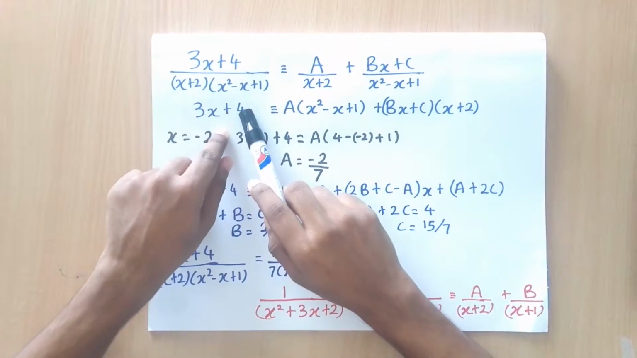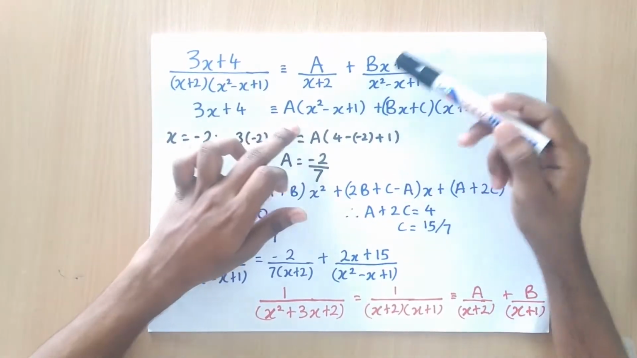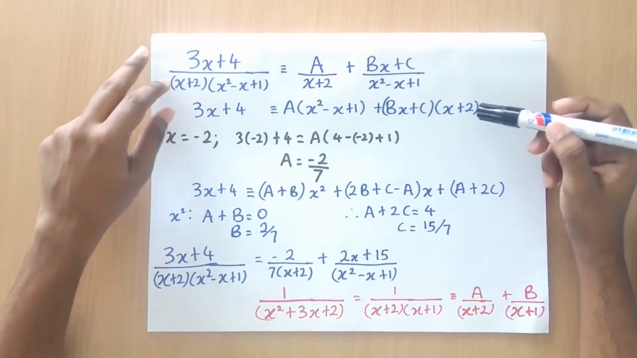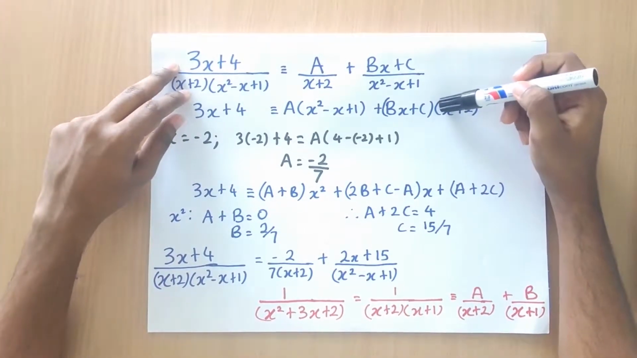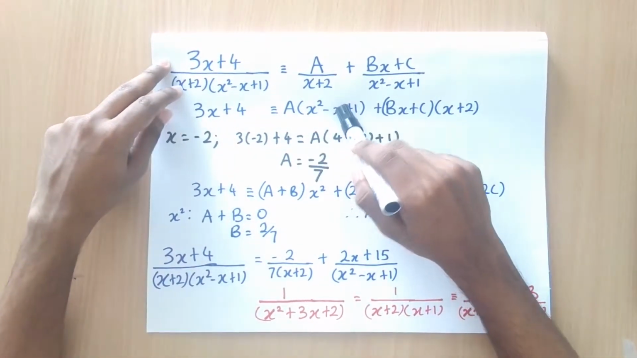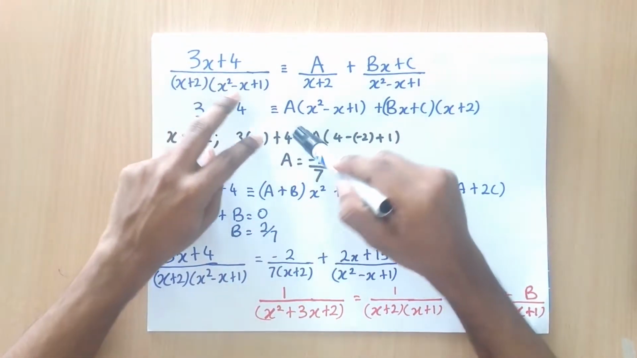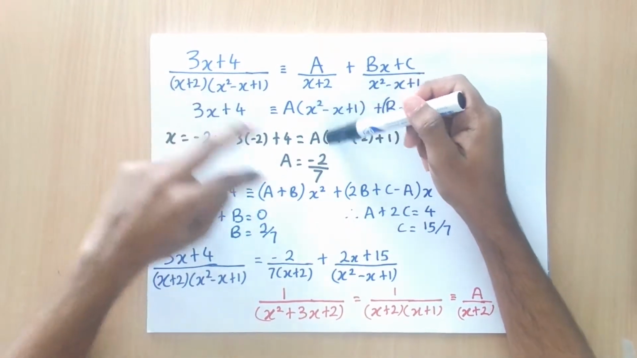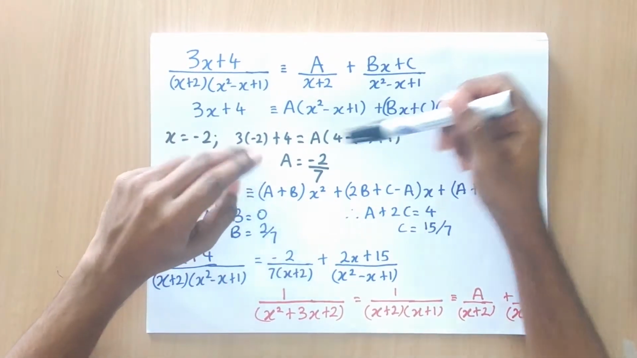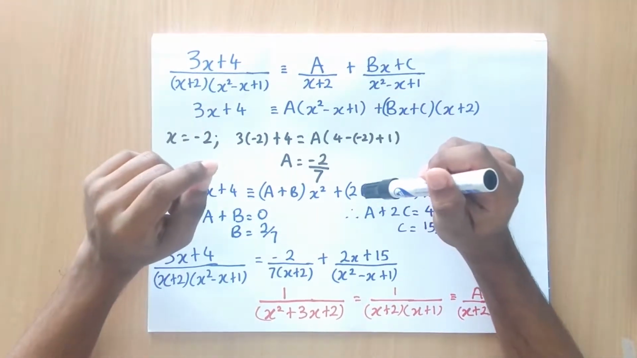So this will give us 3x plus 4 equals a into x squared minus x plus 1 plus bx plus c into x plus 2. Here we can see that if we substitute x equals minus 2, we can get this whole term to 0 and we can find a. So if we substitute x equals minus 2, we get 3 into minus 2 plus 4 equals a into minus 2 squared, that is 4 minus 2 plus 1. Finally, we get the answer a equals minus 2 over 7.